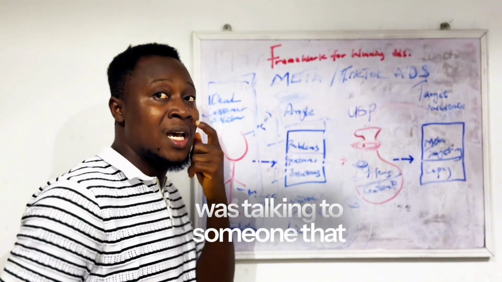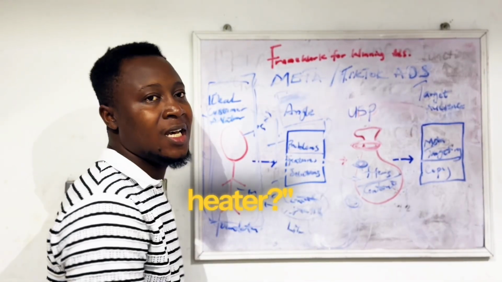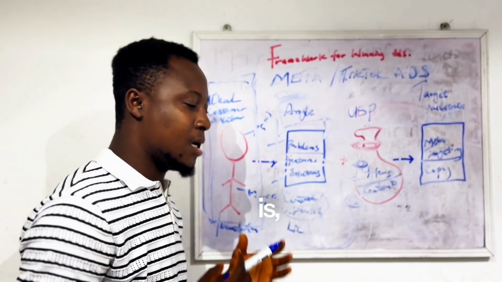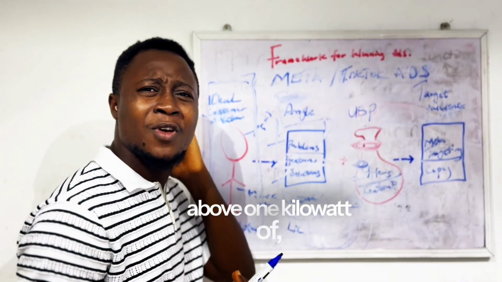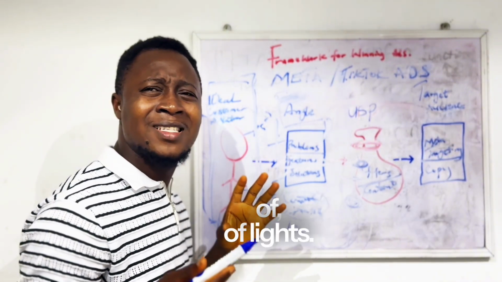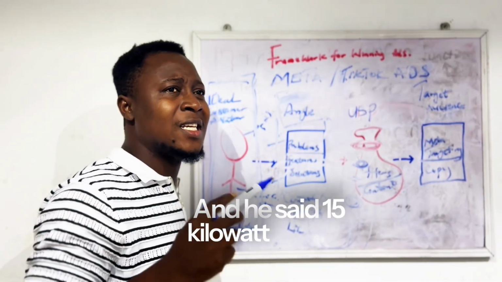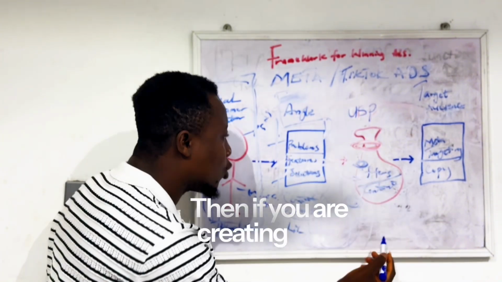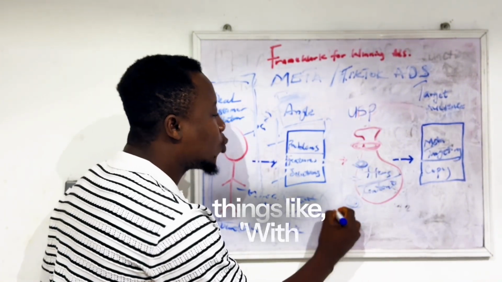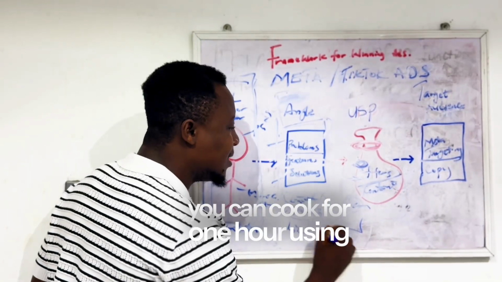Like I was talking to someone that sells an electric heater. I asked him, what are the features of your heater? He said his heater, when you use it, does not consume, I think, above 1 kilowatt. It'll be 1 kilowatt in your prepaid meter. And he said 15 kilowatts is 1,500, so 1 kilowatt is 150. I said, that's good. Then if you are creating your content, you should mention things like, with 150 naira, you can cook for 1 hour using this electric cooker.